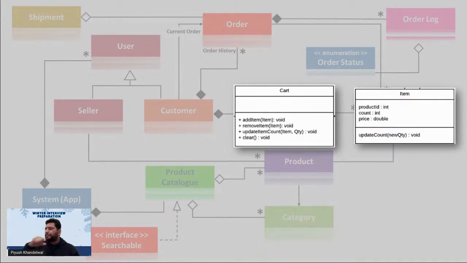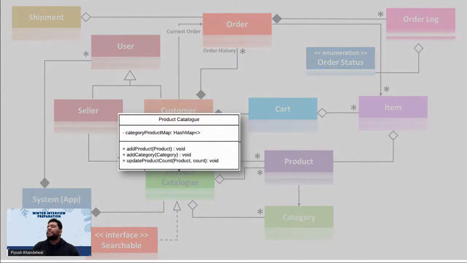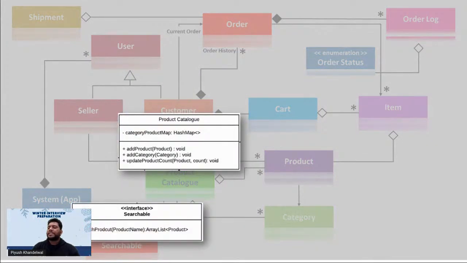Then we have item. Every item has a product ID, because item consists of a product, so it will have a product ID. It will have count, like how many products we are ordering, right? And then we have the price of the item. Okay. Then we have product catalog. Then we have the searchable interface. It has some functionality called search product. Okay. And this function has to be implemented by this product catalog class.